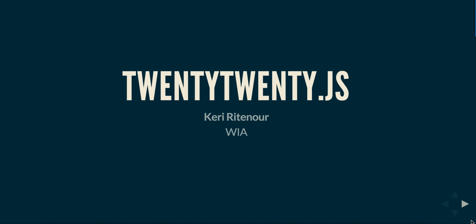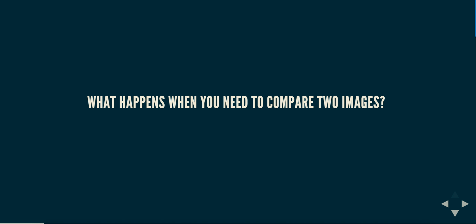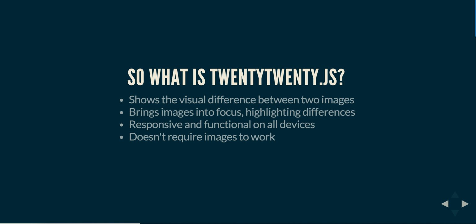This is a tutorial on using the 2020 JS plugin. Typically, we place images side by side. This can cause a problem when we want to showcase visual differences between two objects. The 2020 plugin allows you to showcase the visual differences between the objects. It brings the images into focus, highlighting these differences.